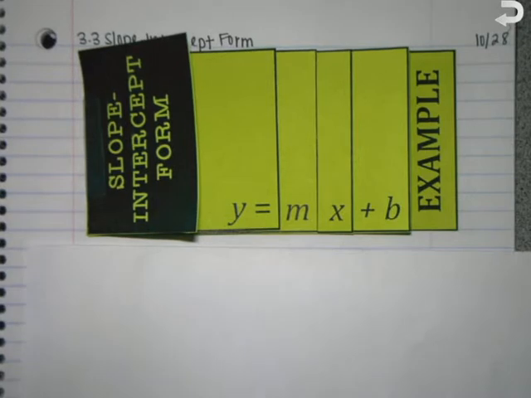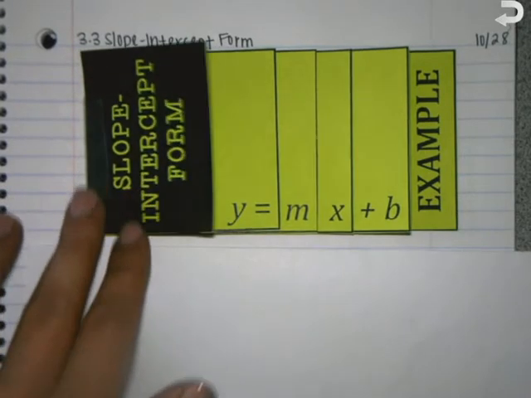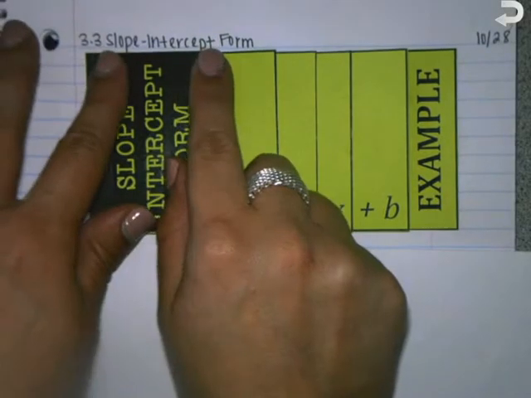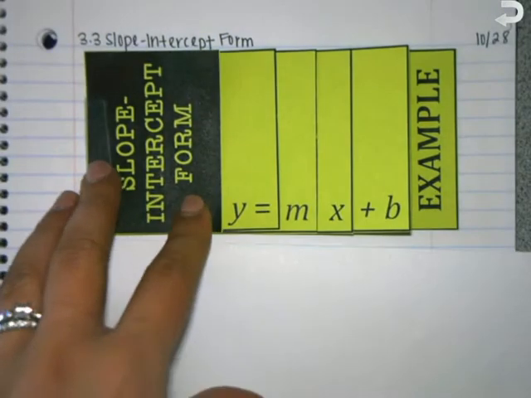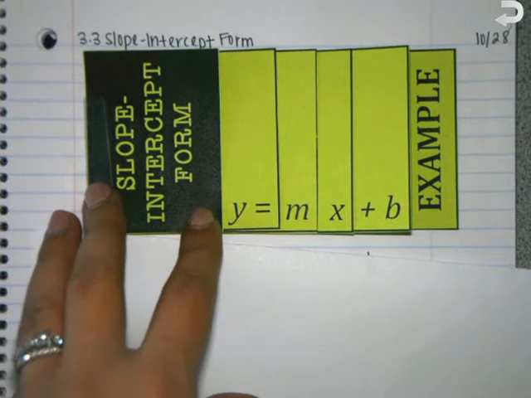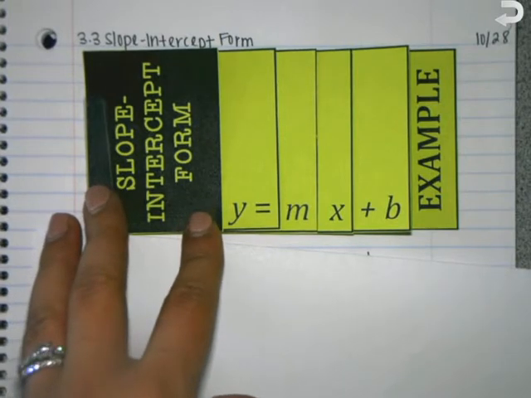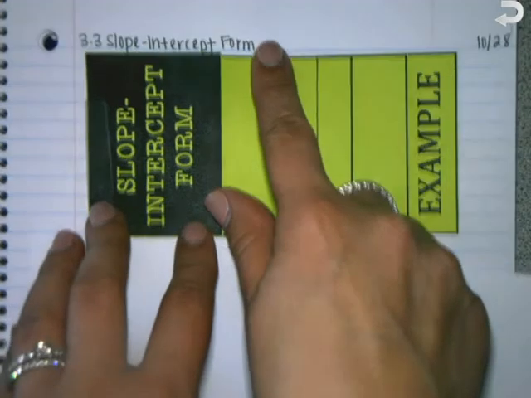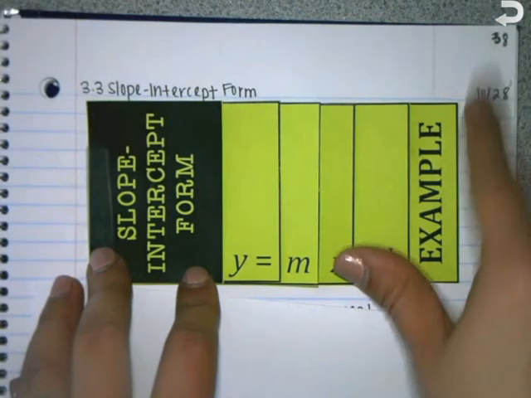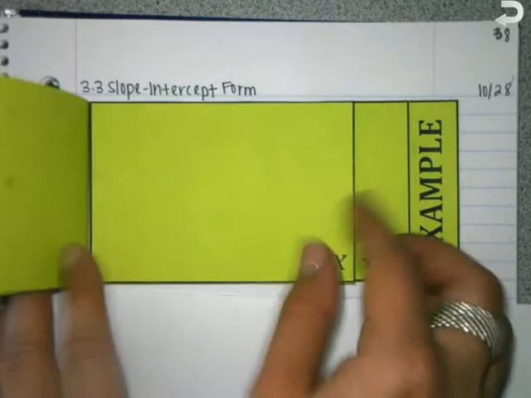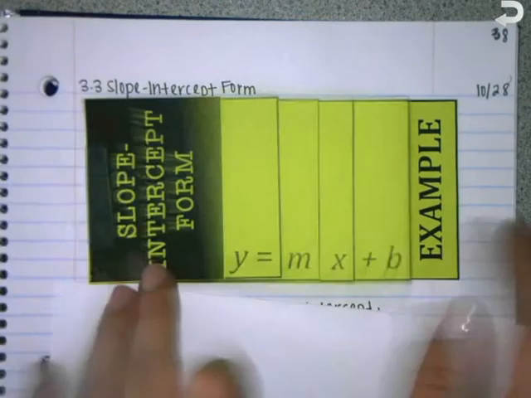So guys, today we're skipping 3.2 and going to 3.3, which is slope-intercept form. We're talking about linear functions, and today we're specifically talking about different forms of the way that we can write a linear equation. You should be on page 38, with the date and title, and then you should have your little flip book with the slope-intercept form glued into your book.